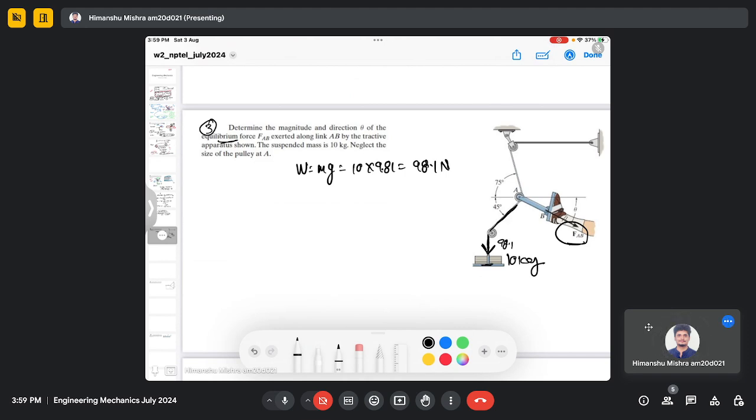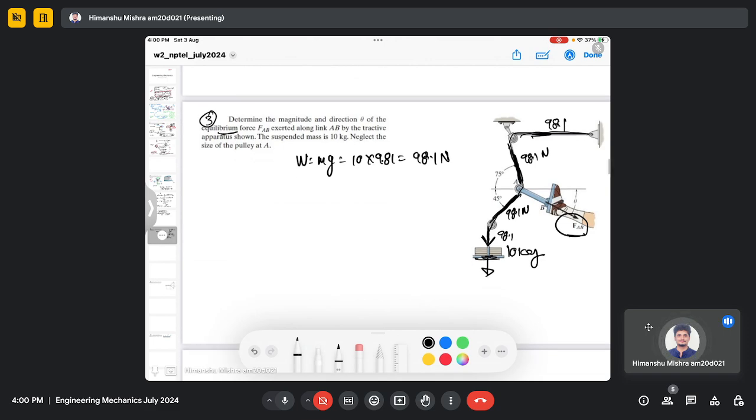So here also it will be 98.1, and here also it will be 98.1 Newton, which is acting. In this cord also 98.1 Newton force is acting, and this is due to this cord tension. Even here also, because you can imagine, if this weight is going down, it will exert force W on this cord, the same force on this cord. So everywhere in this cord there will be the same force, 98.1, or W everywhere.